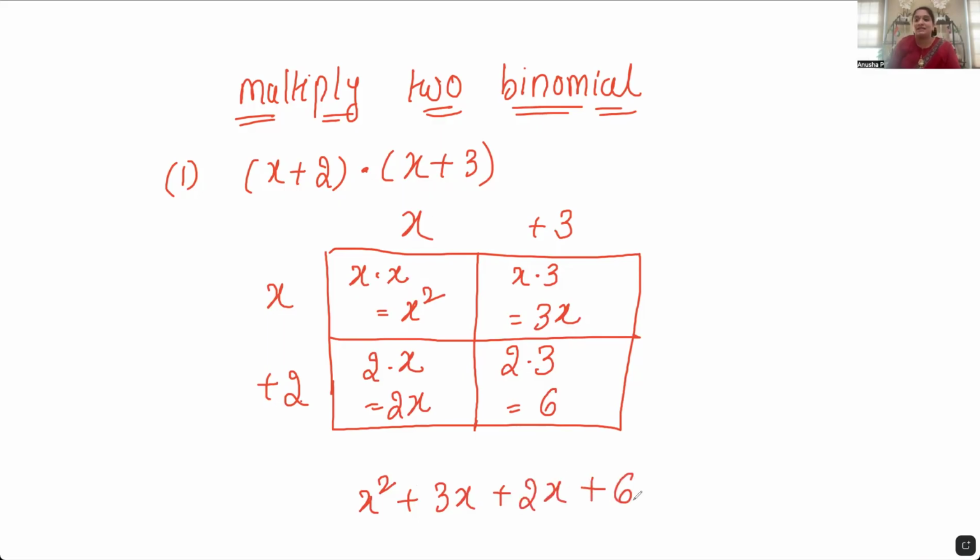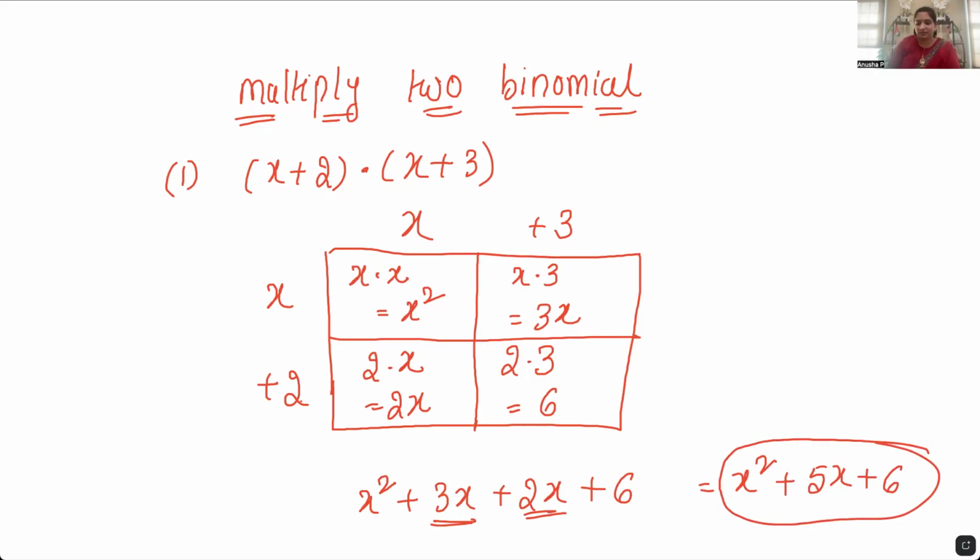Then we have to add the like terms. What are the like terms? If they have the same degree, we can add them. Here 3x and 2x have the degree 1, so we have to add those two terms. So x squared plus 3x plus 2x is 5x, plus 6. That's it. Now let's do the second example.